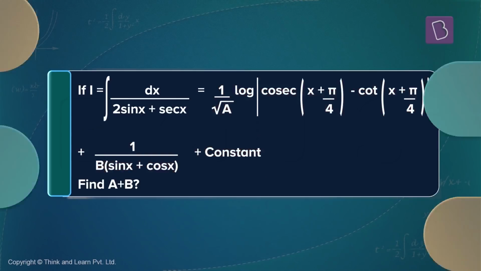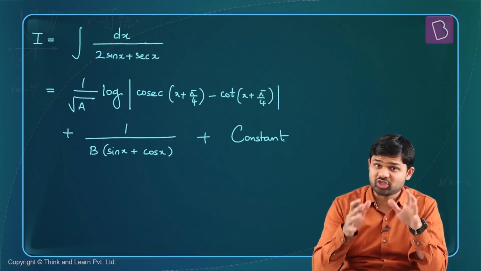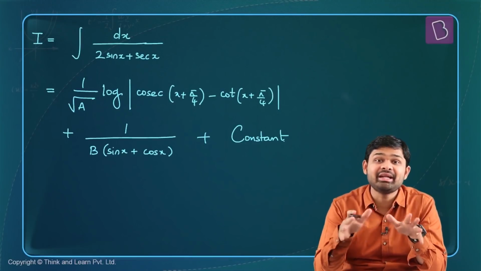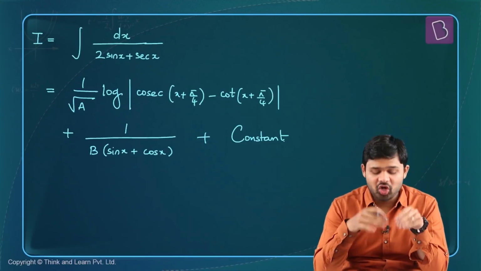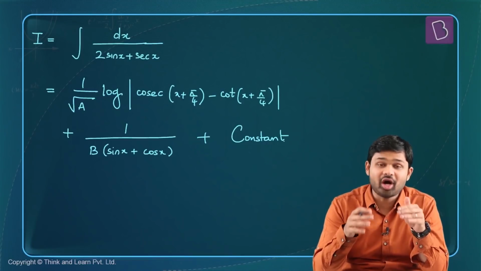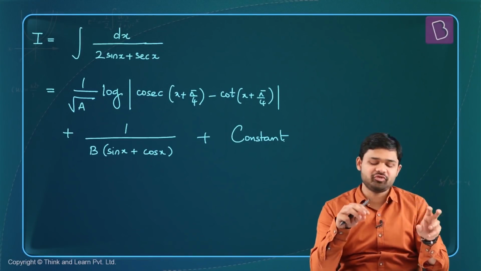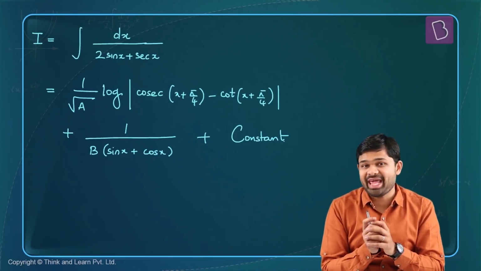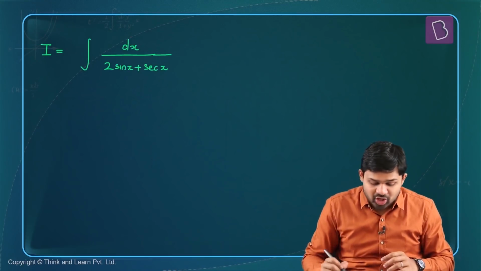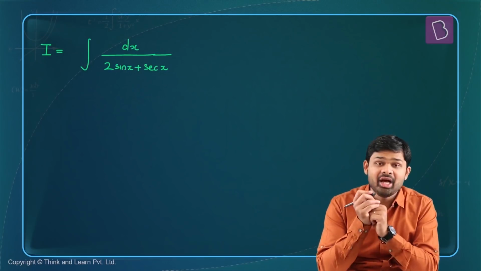This is an integer type of question. So how do you solve this? Well, solve the integral and write the answer in terms of log of cosecant minus cot and 1 upon sin x plus cos x, and compare the coefficients of these terms to get the values of a and b. That's what we are going to do. So let's first solve this integral.